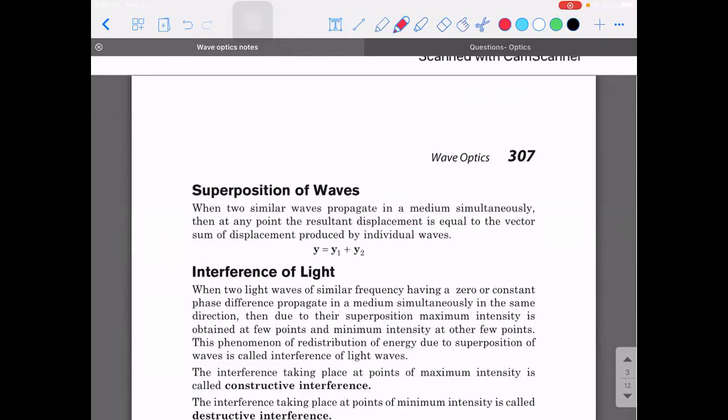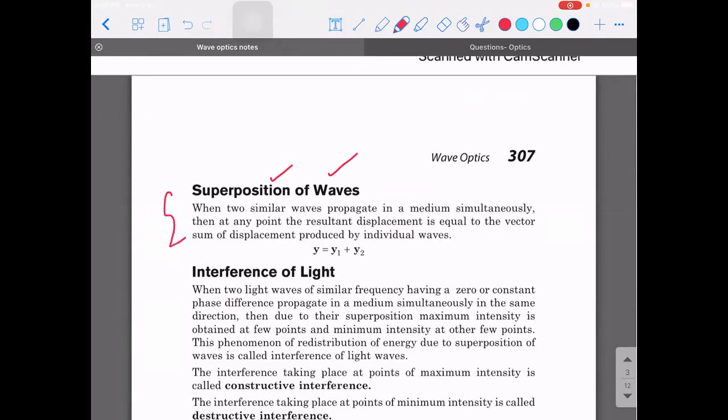See, this concept of superposition of waves is important for us. Why? Because everywhere you see there are different light sources. There is nothing like only one light source in this world. So from the different light sources, you have different waves that are emanating out.